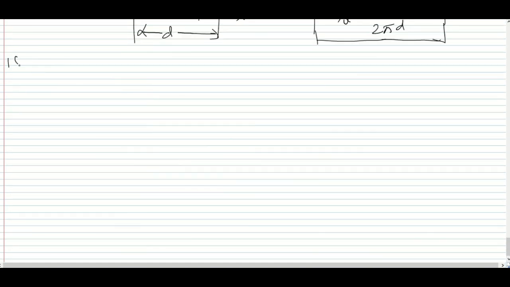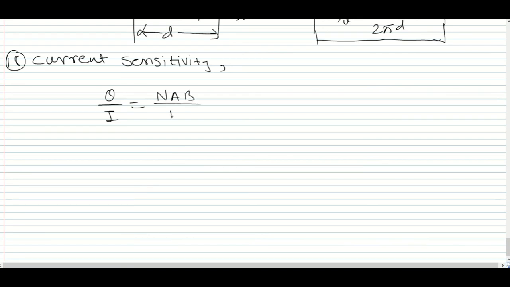Next one we have, and that is the 18th one, current sensitivity. Current sensitivity is theta divided by I, and that is equal to NAB divided by K. N is the number of turns, A is the area of cross section, and B is the magnetic field, magnetic induction. K is the couple per unit twist.